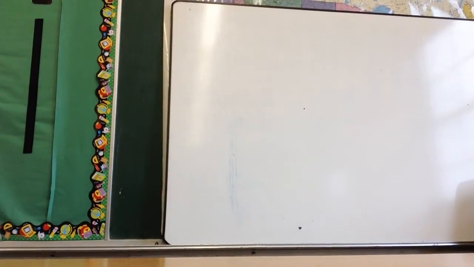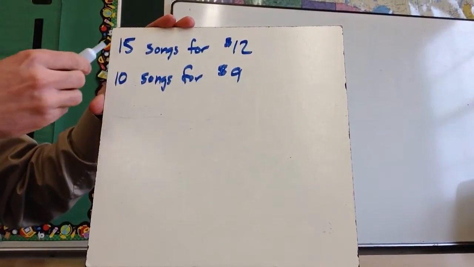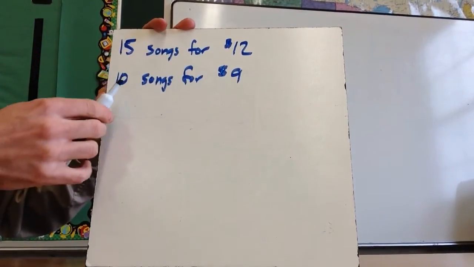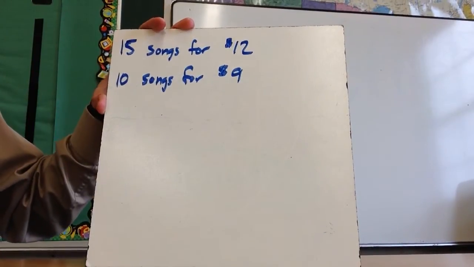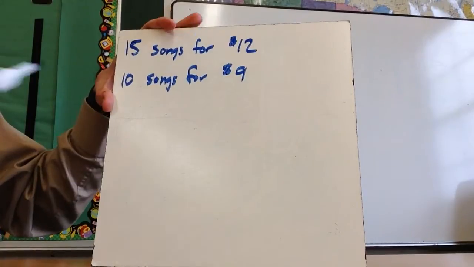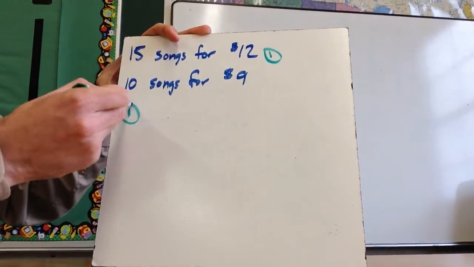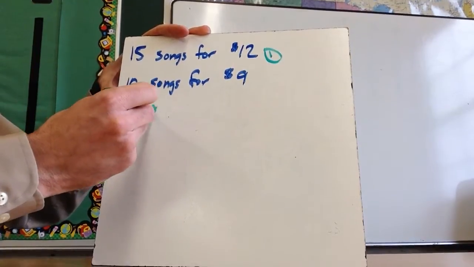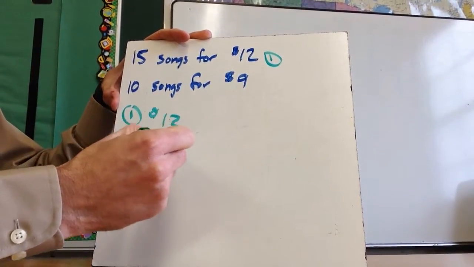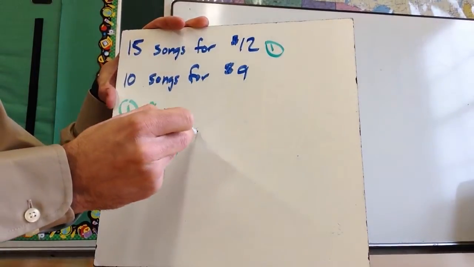Now, another way you see this problem is it gave you 2 companies that are downloading songs. One is 15 songs for $12, the other is 10 songs for $9, and so the question is which one is the better option, right? Which is the least expensive. So if we call this option 1, for $12, I can get 15 songs. And so the question is how much does it cost for me to get 1 song?